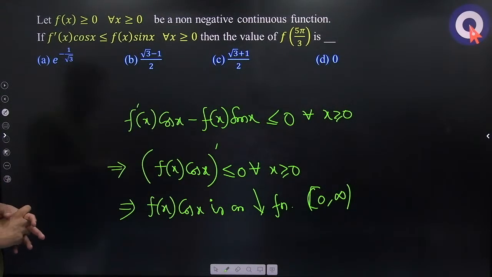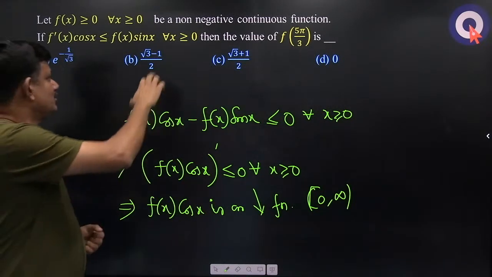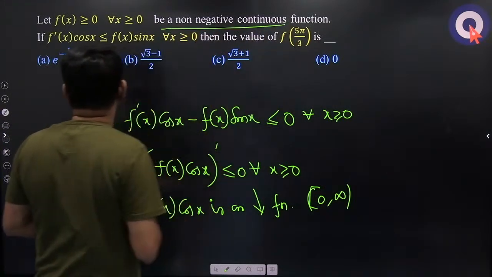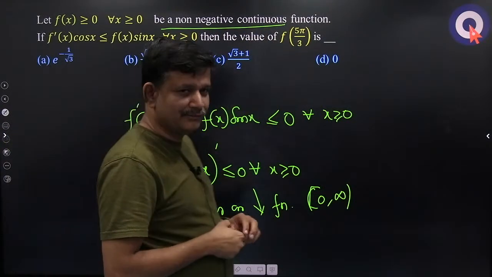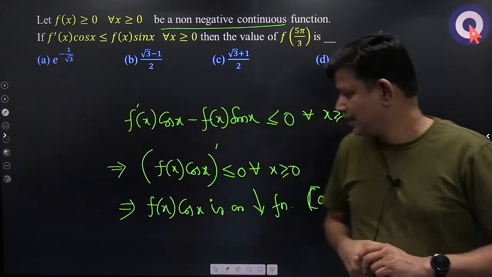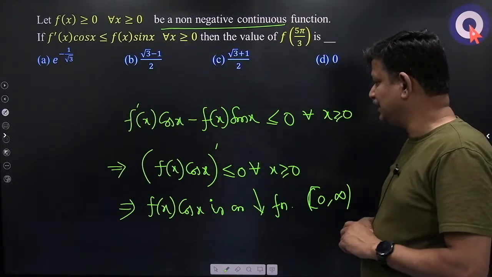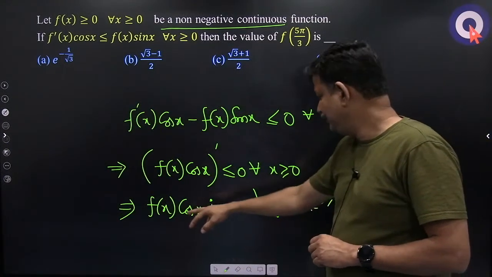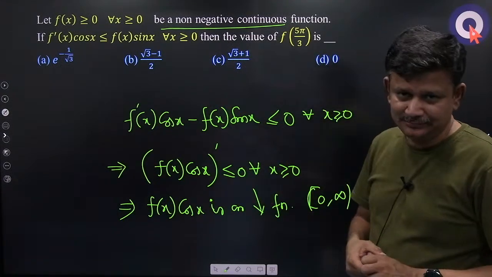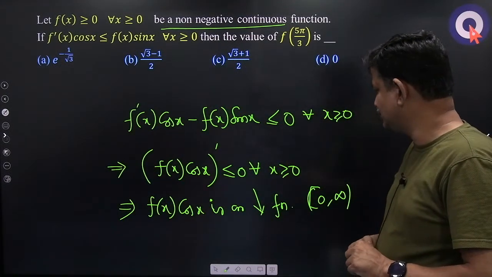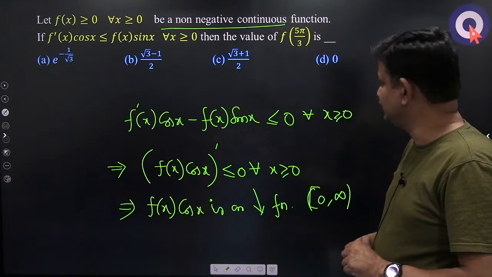Now f of x is said to be a non-negative continuous function. F of x cannot be negative. Now f of x cos x is a decreasing function.